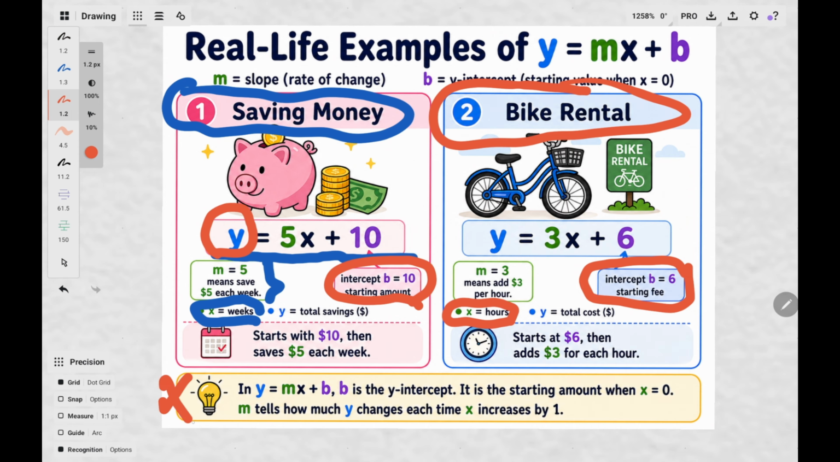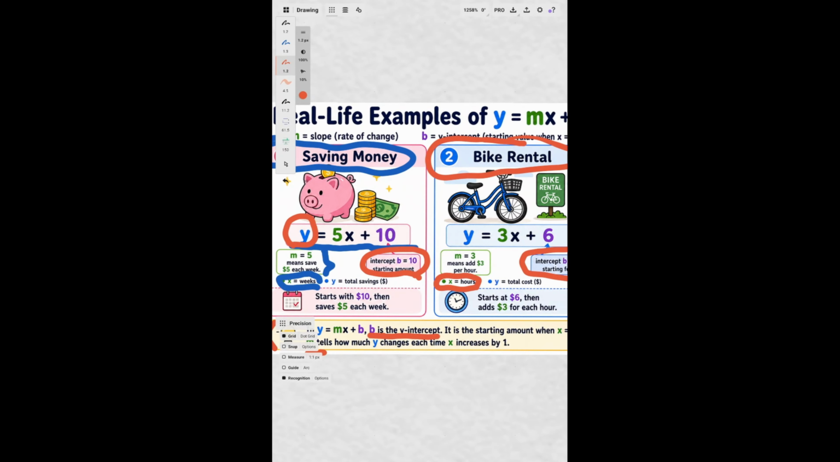So generally, in y equals mx plus b, b is the y-intercept. It is the starting amount when x is 0, and m tells how much y changes each time x increases by 1 unit. Let's go have a look at the example. This is just a representation of how we might be using this formula.